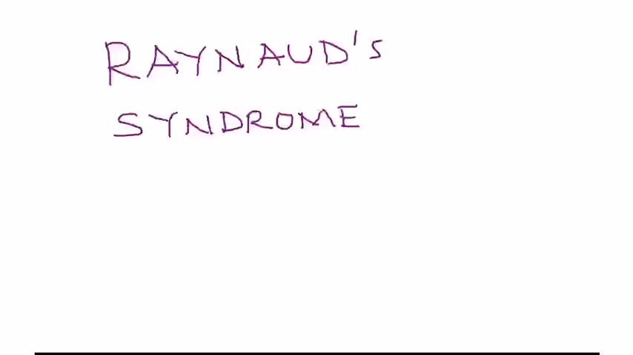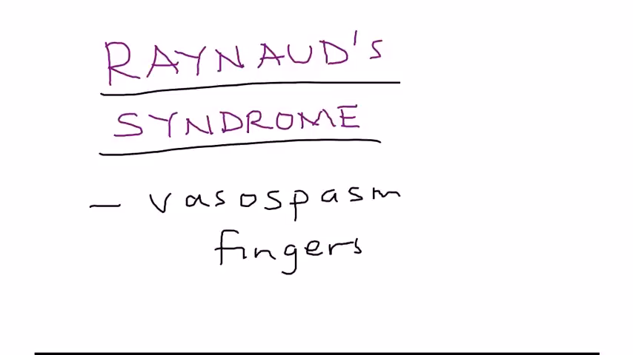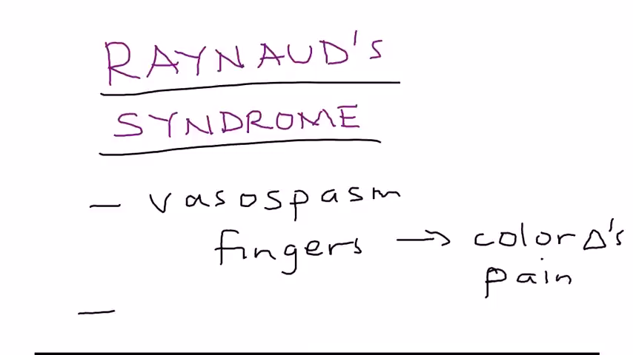In this video we're going to talk about Raynaud's syndrome. Raynaud's syndrome is basically a vasospasm that occurs in the hand, in the fingers, and that can lead to color changes and pain. It's thought that this happens as a response in some people, not everyone of course, to stress or cold. So we're going to talk a little bit about Raynaud's syndrome in this video.